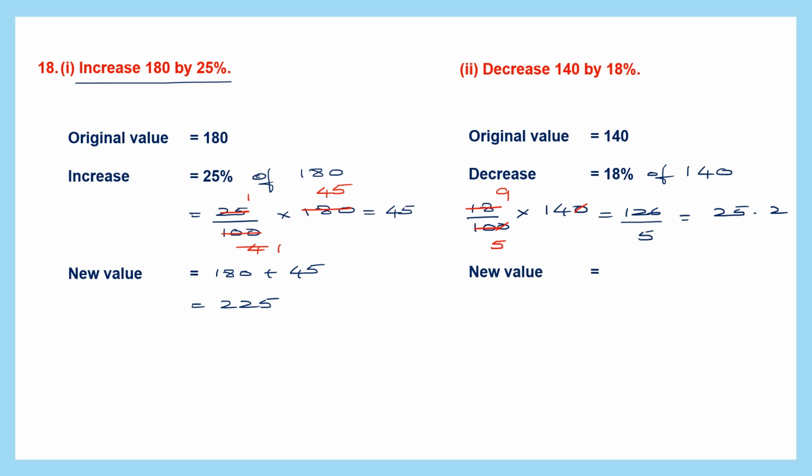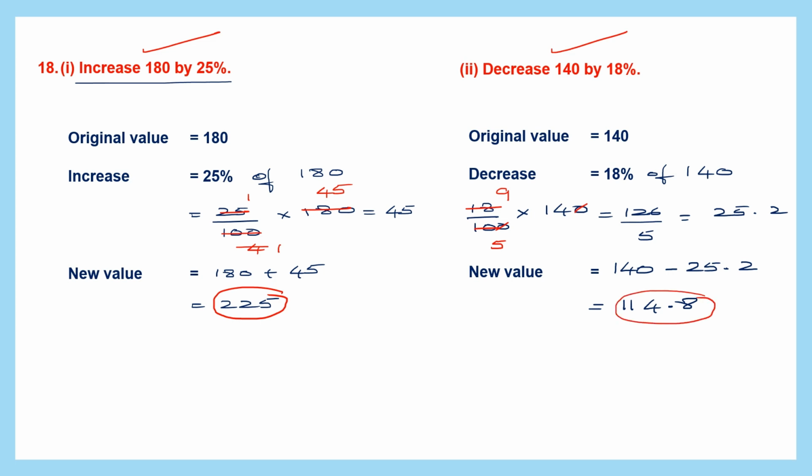Now to get the new value, we have to take 140, that is the original value, and because it's a decrease, we're going to subtract 25.2 from it. 140 minus 25.2, the new value is 114.8. So when you increased 180 by 25%, we got 225. When we decreased 140 by 18%, we got 114.8.